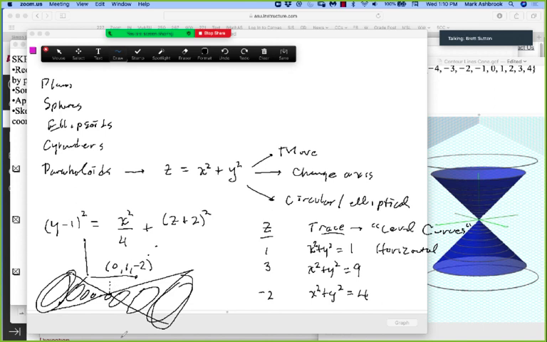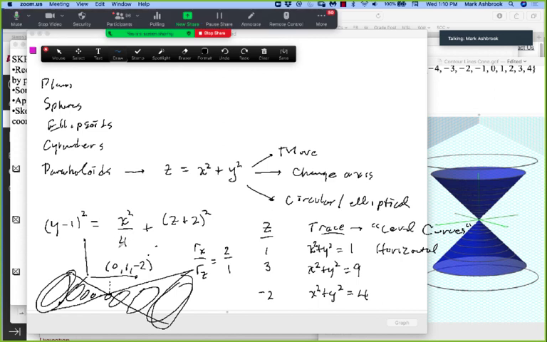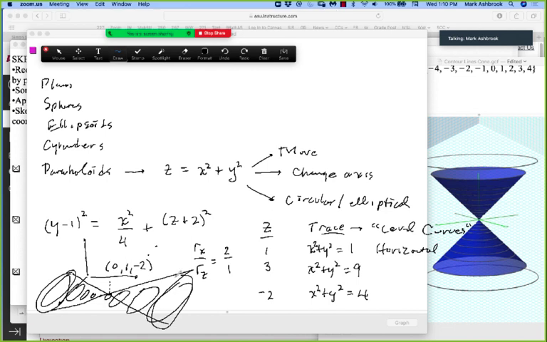And it's a 4 on the bottom because 2 squared equals 4, right? It's a 4 on the bottom, so then the ratio of the radii is 2 to 1. Right, so this is 2 squared. So the radius in the x direction is like 2, but it's really a ratio because those radii are always getting bigger. Did that answer it?